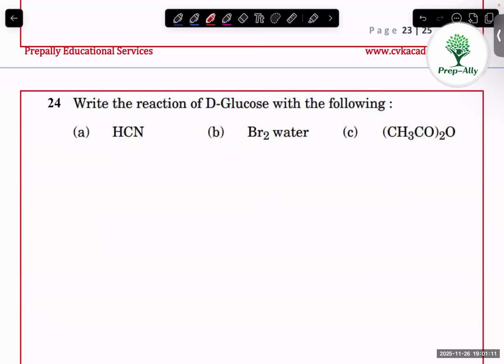24th one. Here, write the reaction of the following. HCN we have already seen, it will form CHOH, CN, remaining will be the same, only CHOH 4 times and CH2OH. This is called cyanohydrin. This also we have seen. This reaction will happen. Bromine water also we have seen, it will turn into gluconic acid, with CHOH 4 times and CH2OH.